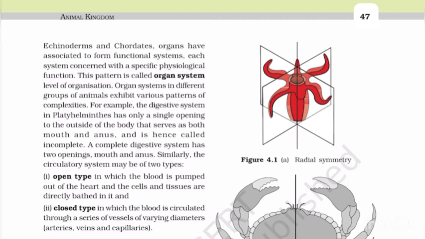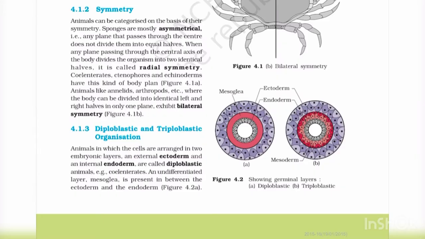Organ systems in different groups of animals exhibit various patterns of complexities. For example, the digestive system in Platyhelminthes has only a single opening to the outside of the body that serves as both mouth and anus, and is hence called incomplete. A complete digestive system has two openings, mouth and anus. Similarly, the circulatory system may be of two types, 1. open type, in which the blood is pumped out of the heart and the cells and tissues are directly bathed in it, and 2. closed type, in which the blood is circulated through a series of vessels of varying diameters: arteries, veins and capillaries.